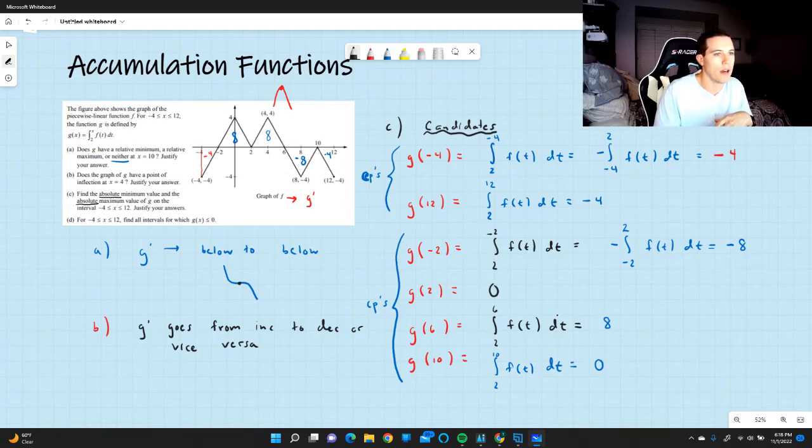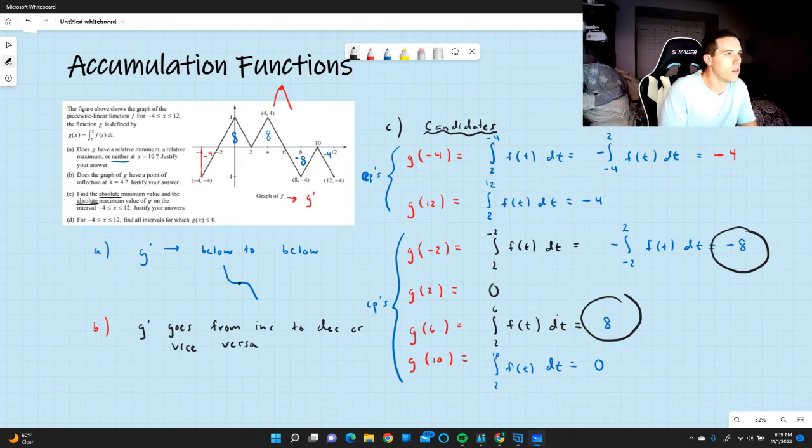So it looks like we have an absolute minimum value of negative 8. So be careful what they're asking for. Find the absolute minimum value. The value is negative 8 and it occurred at negative 2. The absolute maximum value is 8 and it occurred at x equals 6. And that's one of the biggest parts of these FRQs, finding the absolute maxes and absolute mins given a derivative graph or given an accumulation function and the graph of the integrand.